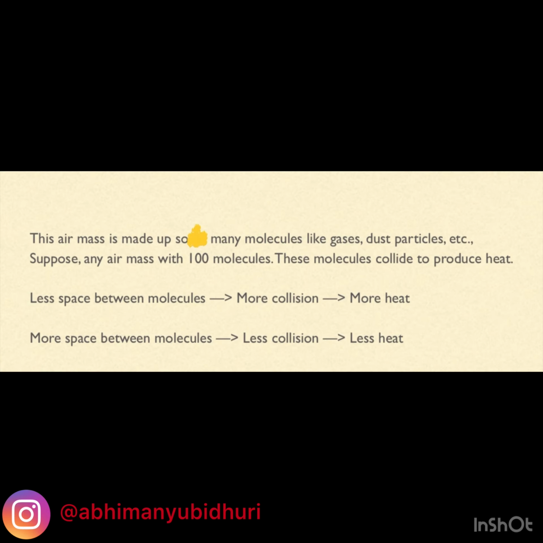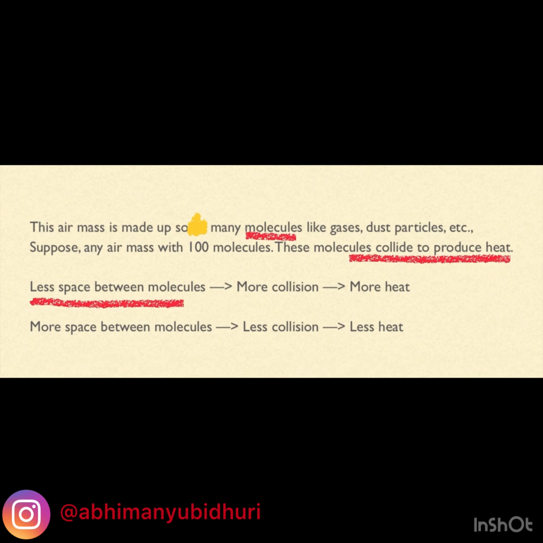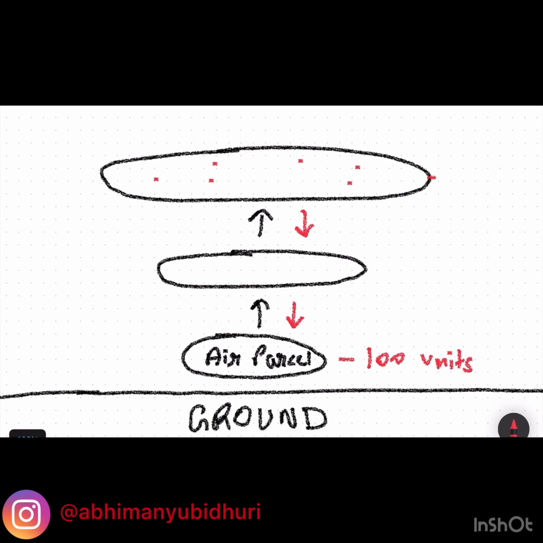Now also, because the air is made up of many molecules and the molecules collide to produce heat, as the air contracts there is less space between molecules, that means more collision between the molecules and more heat is produced, and vice versa. So initially when the air parcel is near the ground, diabatic process will take place and the air parcel will acquire energy from the underlying surface, and after that the air will expand or contract and change in temperature will take place through adiabatic process.